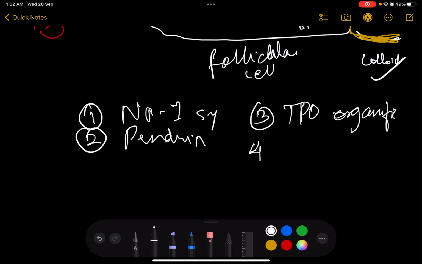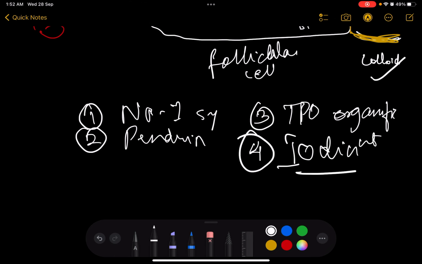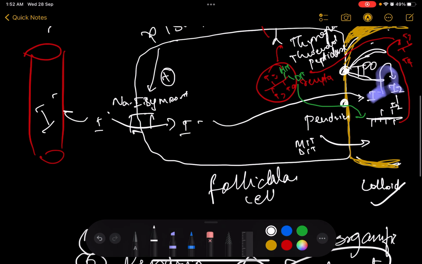Then the fourth step is going to be iodination. And remember, this iodination does not need TPO. As you see, there's nothing of the TPO involved. There are two arms of TPO, which means TPO is going to do two steps, two but very important steps. Iodination is not one of them. Adding the iodine residue is enzyme independent, it does not need TPO. It's just going to bind to the thyroglobulin.